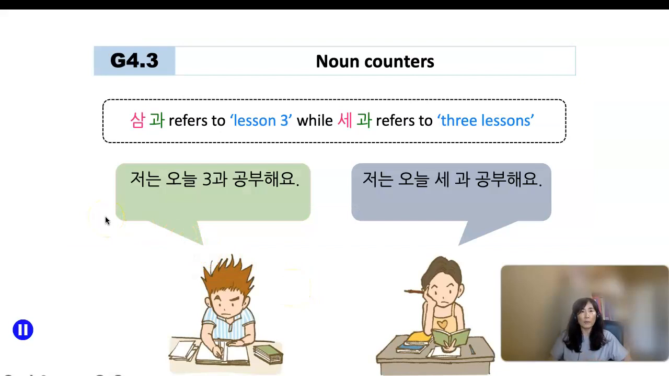Sometimes some of the counters take both Sino-Korean numbers and native Korean numbers, but with a different connotation. So 3과 refers to lesson 3, while 세 과 refers to 3 lessons. 오늘 3과를 공부해요. That means lesson 3, with the Sino-Korean number. But if you say 오늘 세 과 공부해요, that means we are studying 3 lessons today. So these have different meanings.